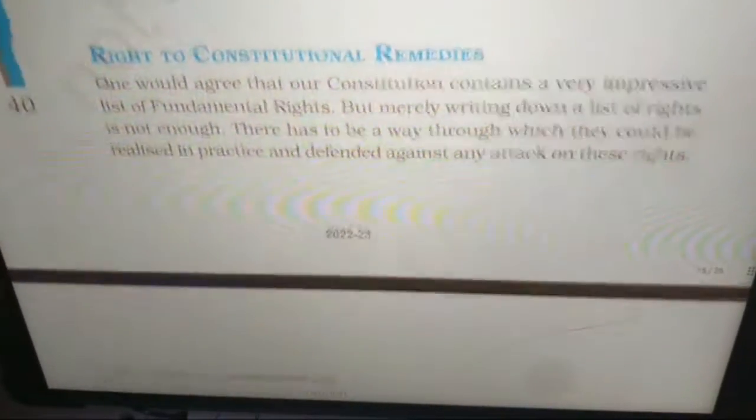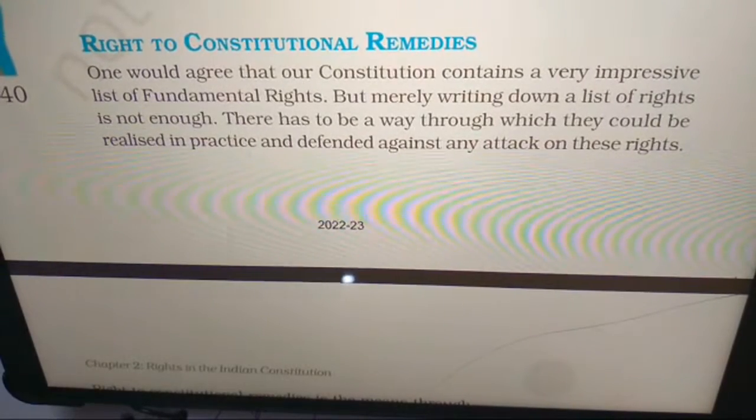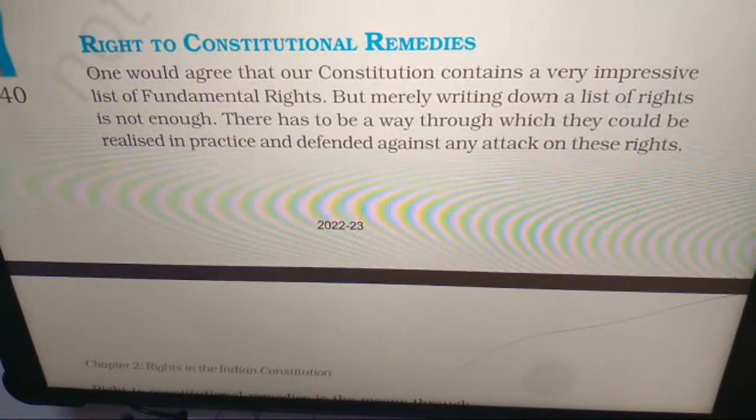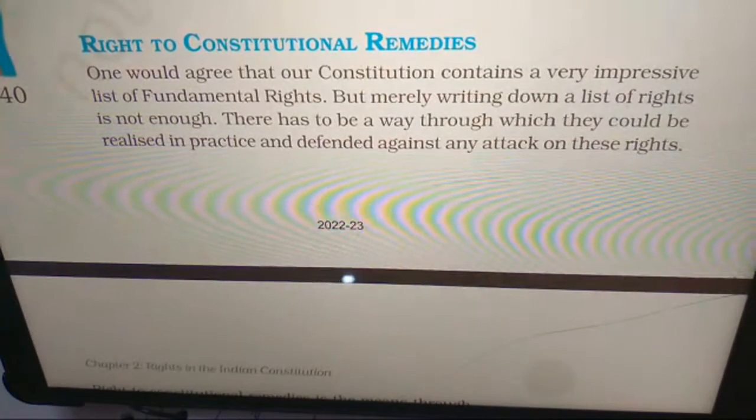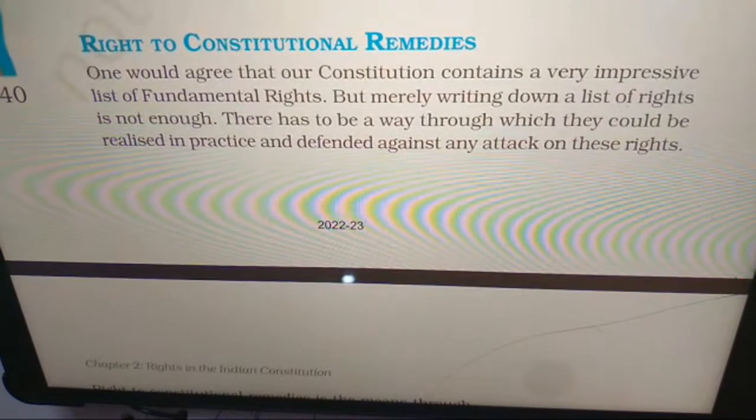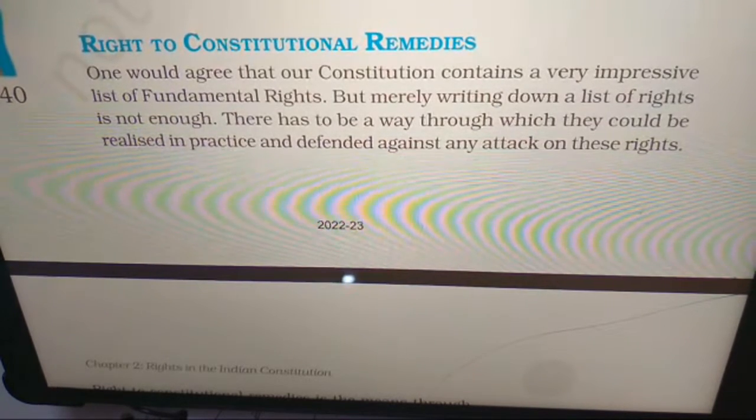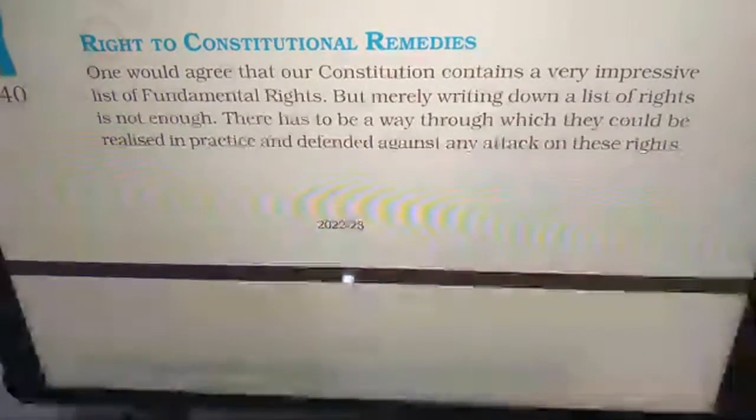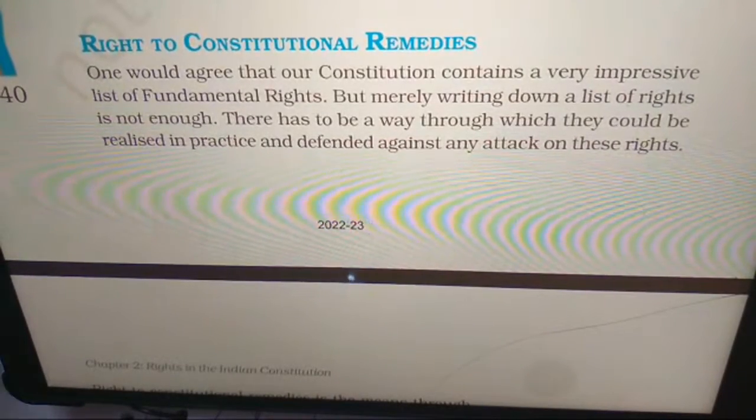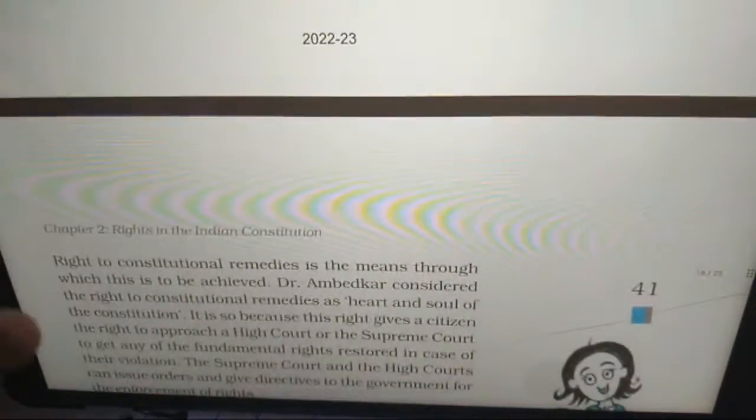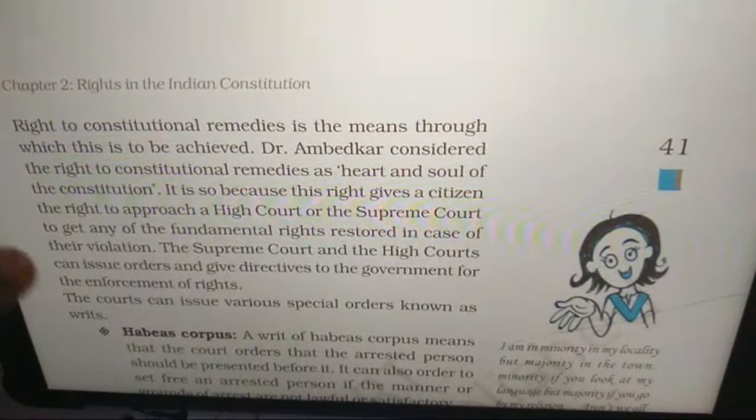Right to constitutional remedies. One would agree that our constitution contains a very impressive list of fundamental rights, but merely writing down a list of rights is not enough. There has to be a way through which they could be realized in practice and defended against any attack on these rights. A right to constitutional remedies is the means through which this is to be achieved.